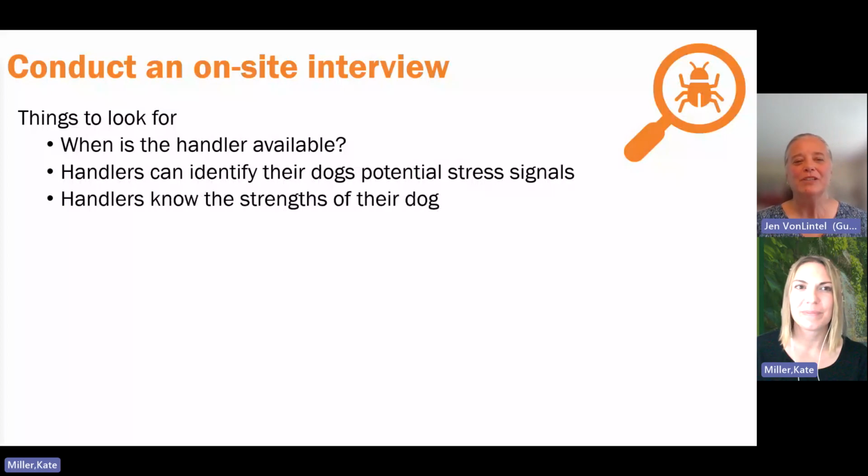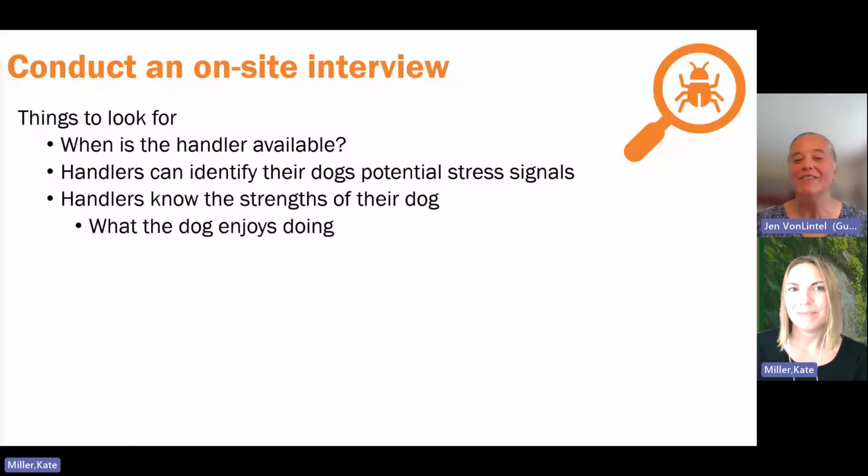Okay, and I also want to make sure that handlers know the strengths of their dogs, because again, I'm trying to match those students up with particular teams. So I ask, what does your dog like doing? What kind of games do you play together? Because then I can add that into the intervention also.